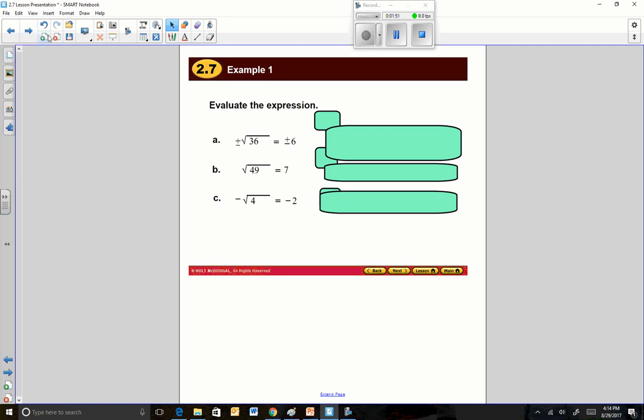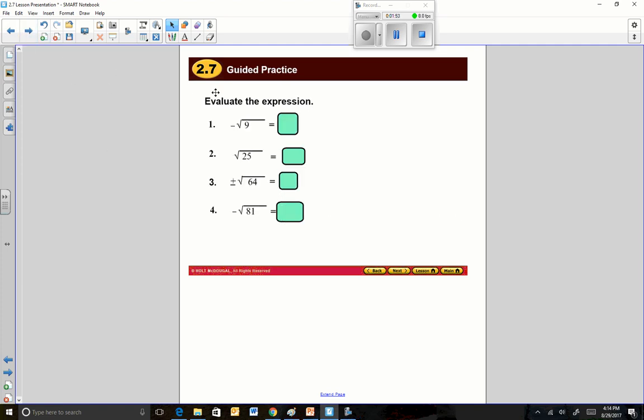For some reason it's not working. Let's try that again. There we go. Can you please pause your video and see if you can come up with the square root of these 4 terms?